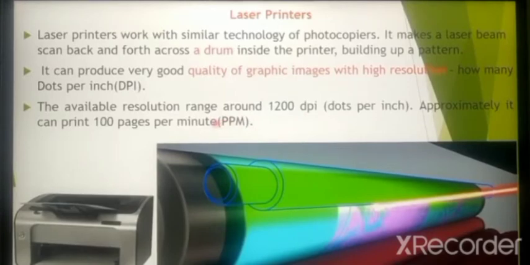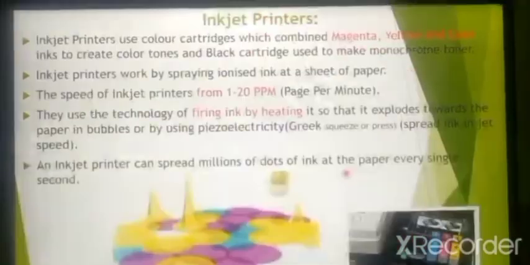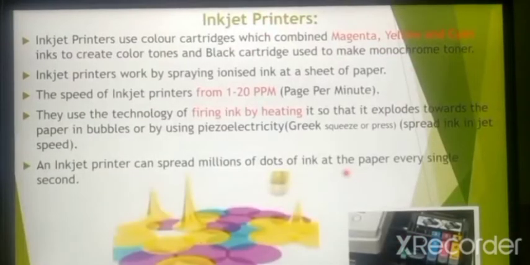Next, what is the capacity of this laser printer? The laser printer can print 100 pages per minute. That is 100 pages per minute. ppm means pages per minute. Next we can see about the inkjet printer.